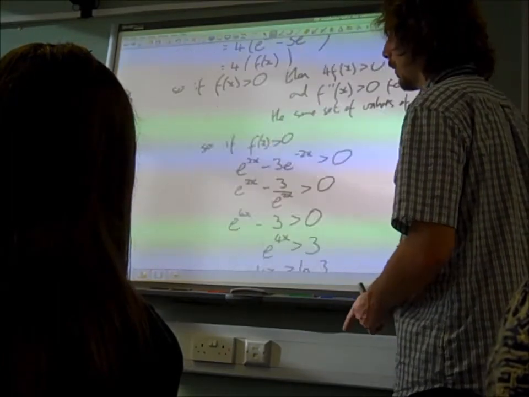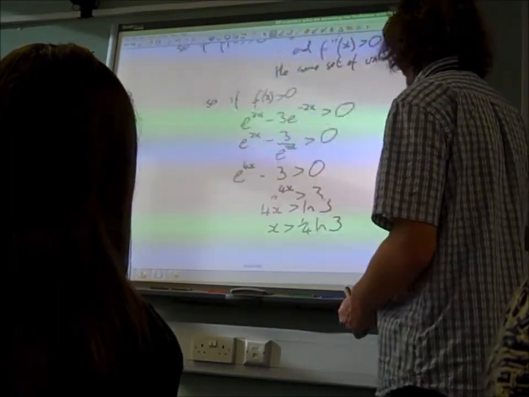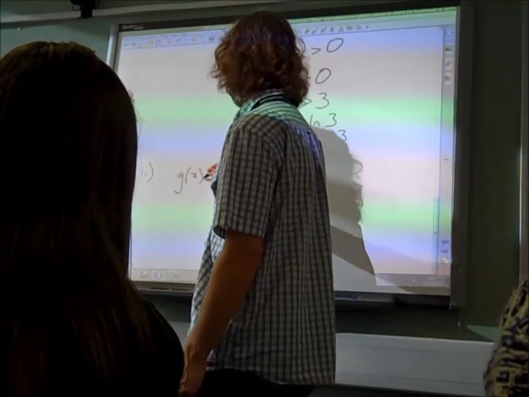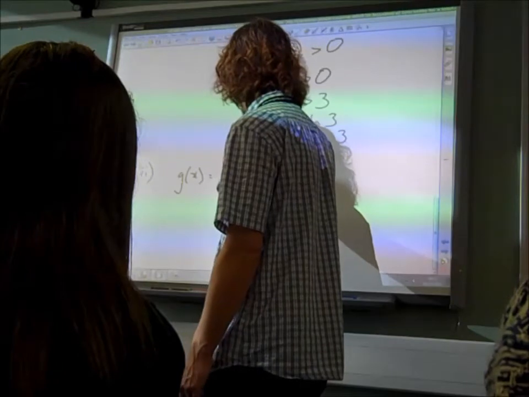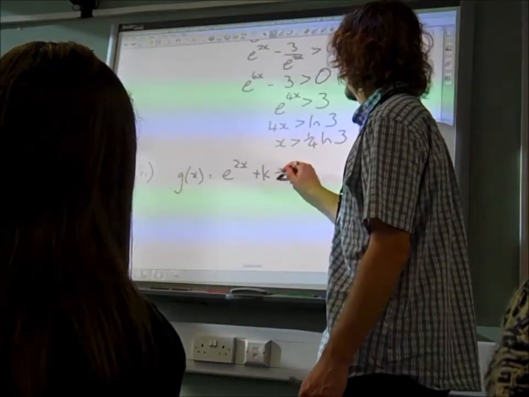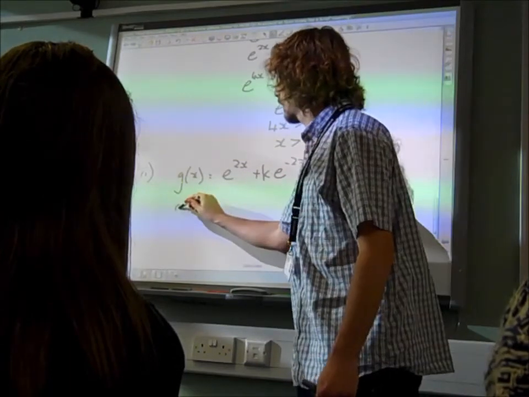So what we're interested in doing here is to start with, we need to find the derivative of g of x, and then we can find where the stationary point is. So we're on part 2, I'm sorry I labelled that wrong before. But we're on part 2 now, and we've got g of x is e to the 2x plus k e to the minus 2x. Let's differentiate it.